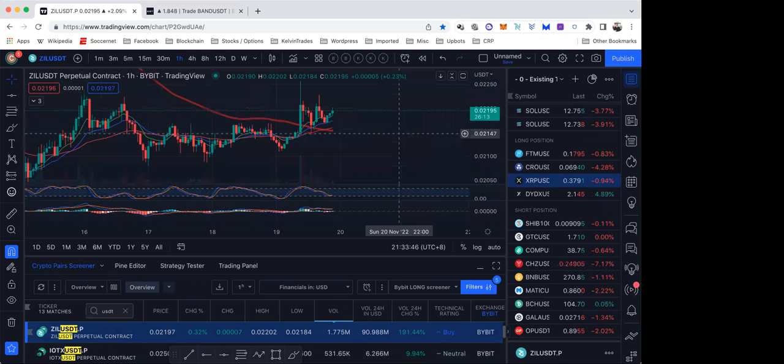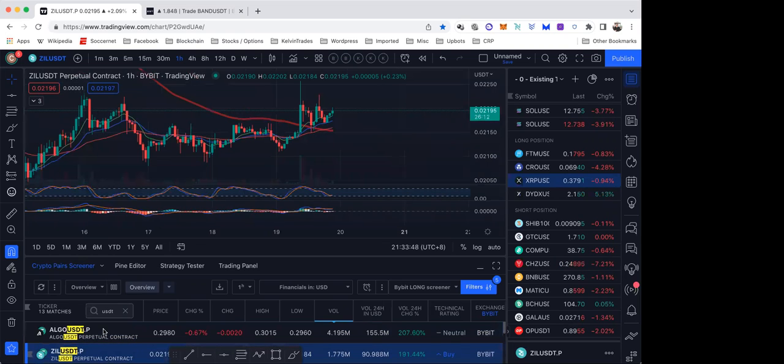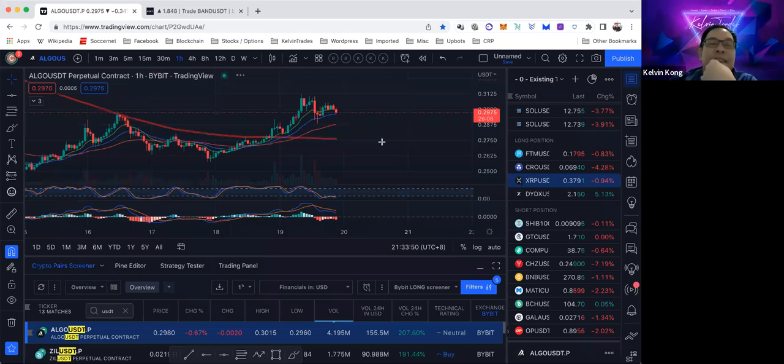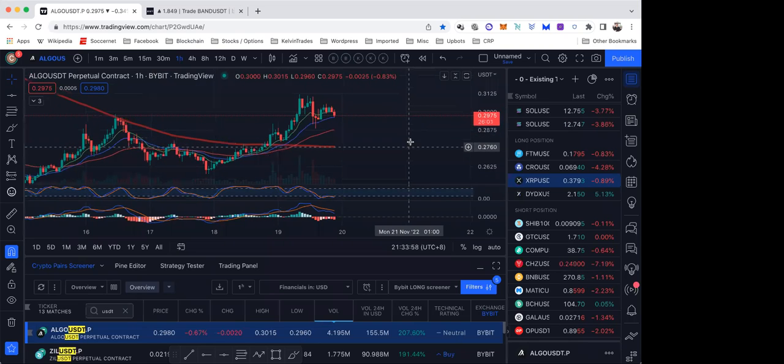Hey, go check out Algo. Yeah, I just thought about Algo. Asking you for your opinion: do you think it will continue to pump or not during the World Cup? Algo, I don't think so.